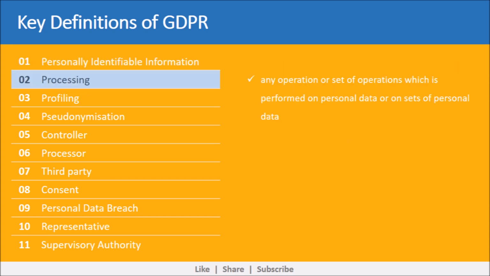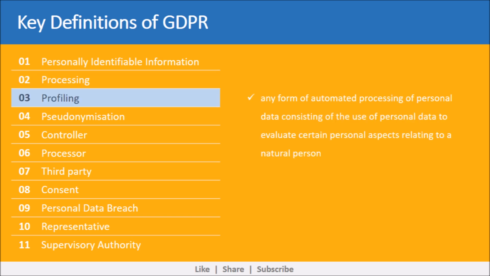Moving on. Next term is processing. Processing is any operation or set of operations which is performed on personal data or on sets of personal data. This includes collection, recording, organizing, structuring, storage, adaptation or alteration, retrieval, consultation, etc. Processing also includes automated processes.